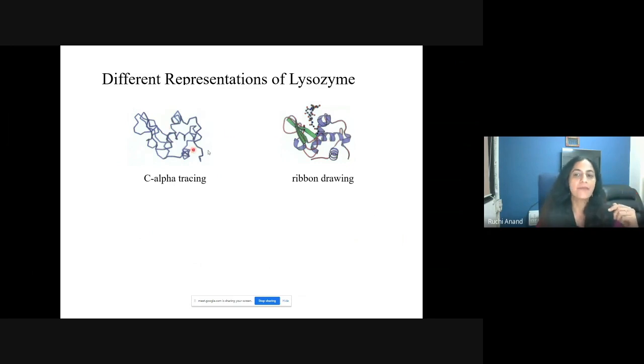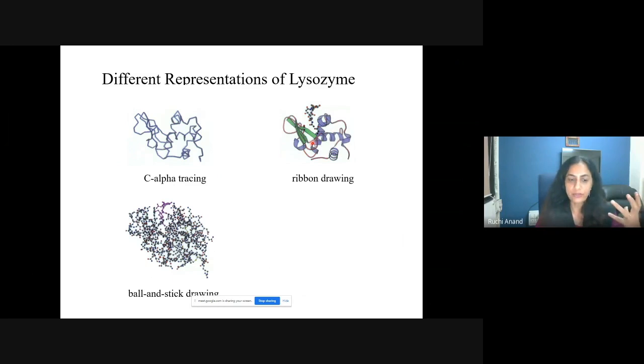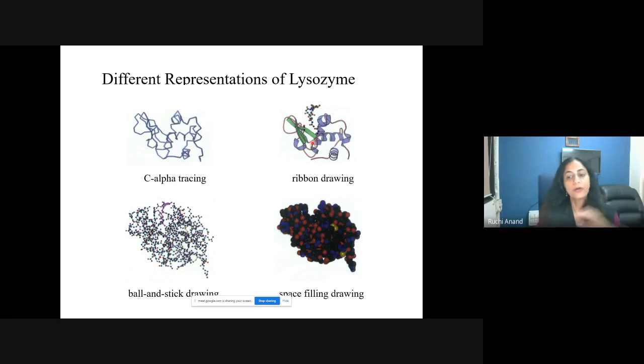Because here only the C alpha trace is being shown, and here the C alpha trace in the form of a ribbon is being shown. But if you try to get more details in the structure, that means you put a ball and stick type of image, then this is what the protein looks like. And then if you put a space filling, which is the real true picture, it looks pretty complicated. You cannot tell anything about the secondary structure here, but you can see a cleft over here.